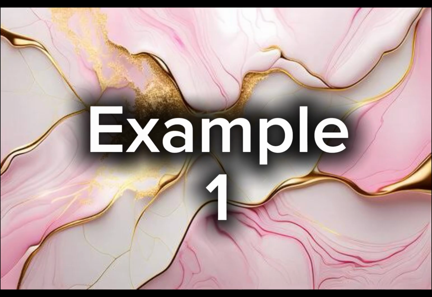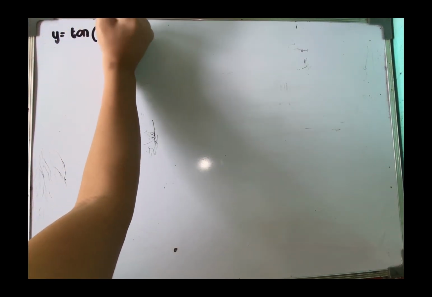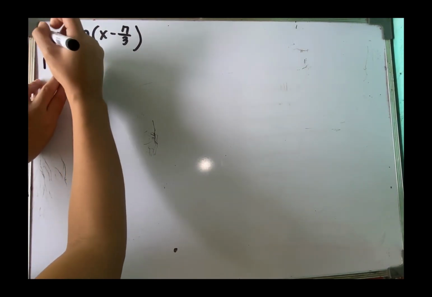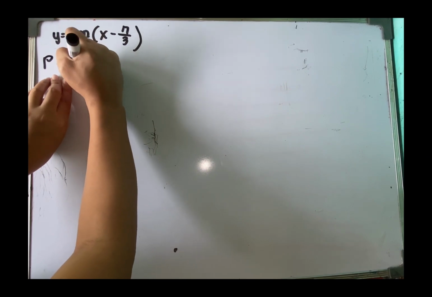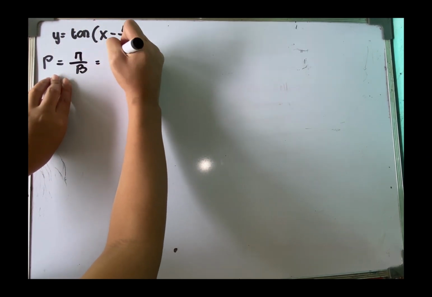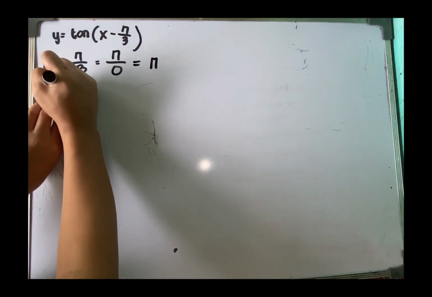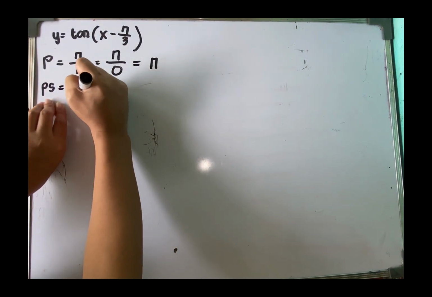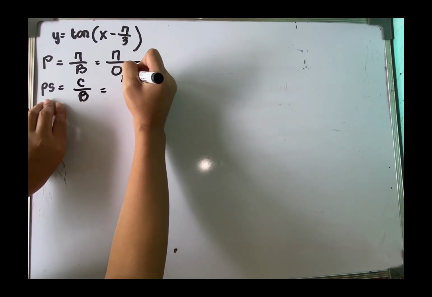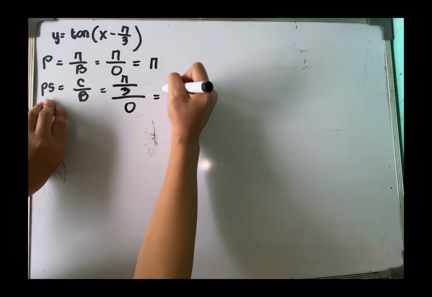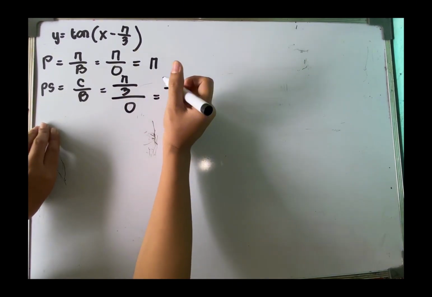For our example number 1, we have y is equal to tangent of x minus pi over 3. We have to get the period first, which is pi over b. We don't have the b, so we only have pi. Next is the phase shift, c over b. We have our c, pi over 3, and we don't have the b, so it is equal to pi over 3.